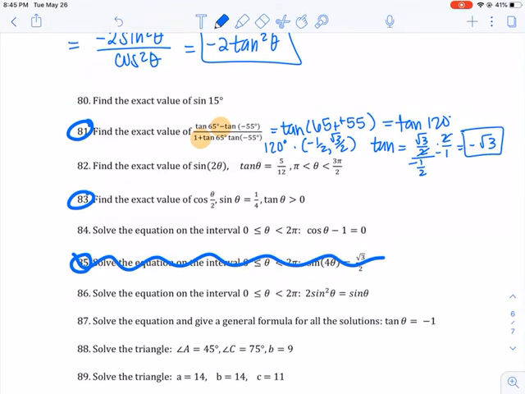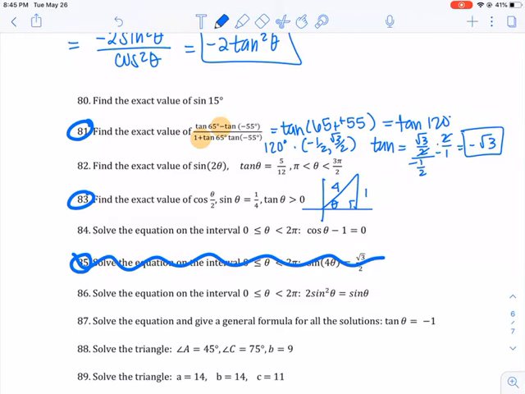Okay, and then 83. All right, so if tangent is positive and your sine is positive, that means we're in quadrant 1. So you're going to draw your triangle. Okay, so it says sine is 1/4. So sine is opposite over hypotenuse, so 1/4.